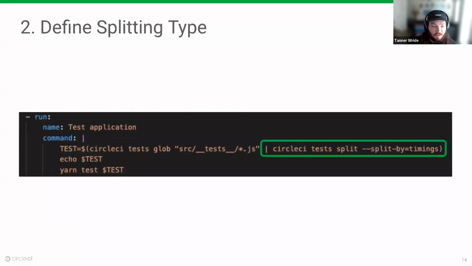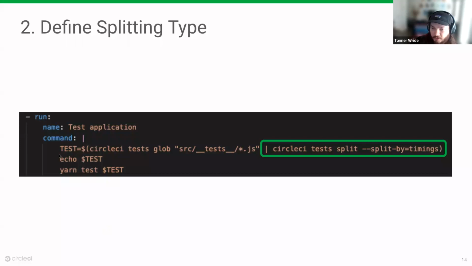All right, so the second half of this is to actually then say, how are we going to split these? So you can see on the screen, we're using the CircleCI test split command, and then we've got the split by and then equal. So we're saying split by timings. So we're going to review going over splitting by timing in our demo application.